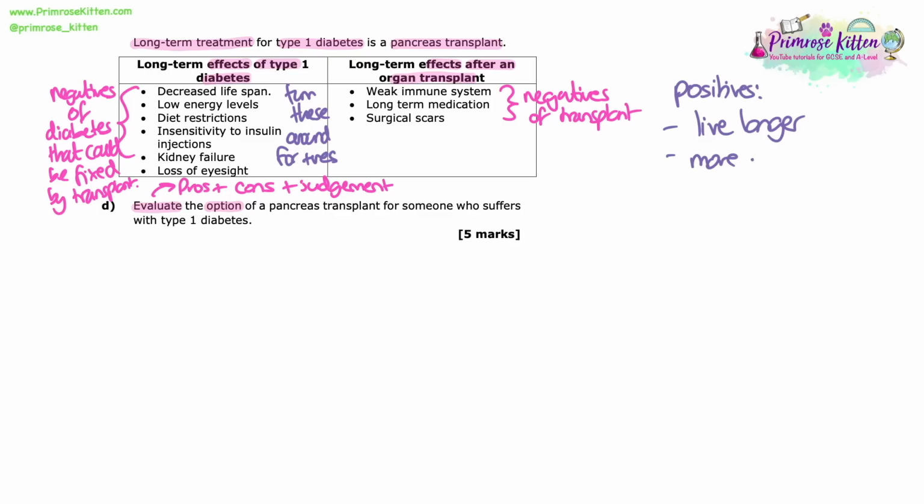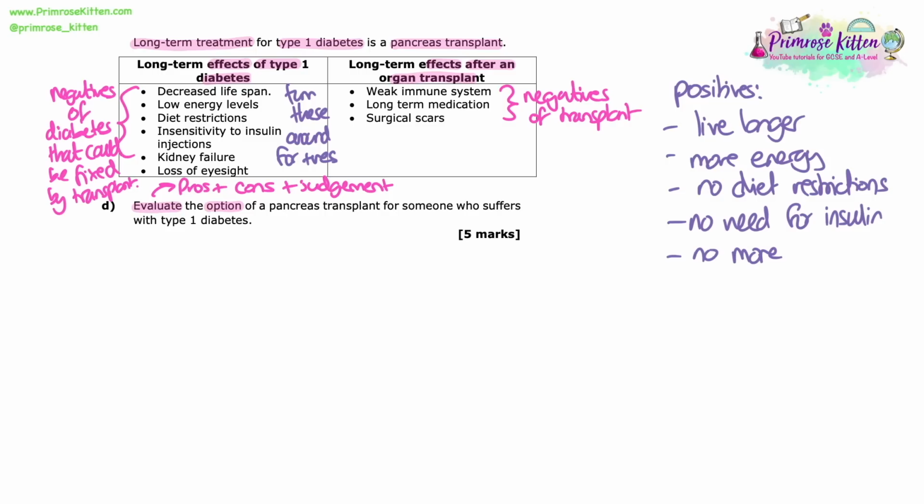The long-term effects of type 1 diabetes, we can flip those around to positives of having a transplant, because you can live longer, you can have more energy because they'll have the insulin, so their glucose control will be better. They won't have to have any diet restrictions, and they will no longer be injecting insulin. So you don't need to do that anymore if you have a pancreas transplant. All of these are then positive reasons for having the transplant.